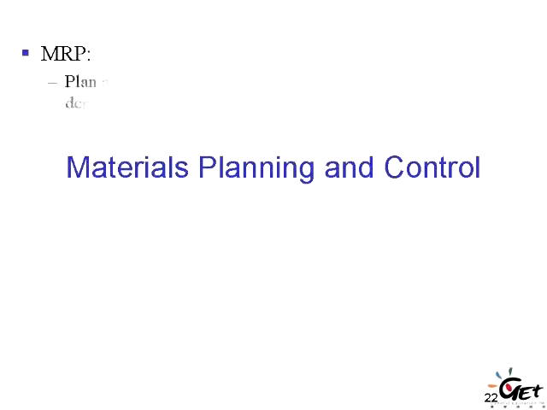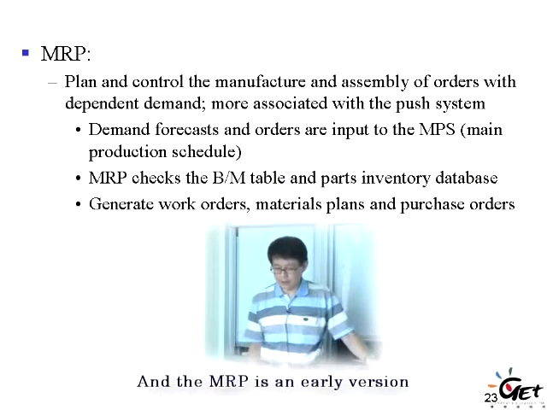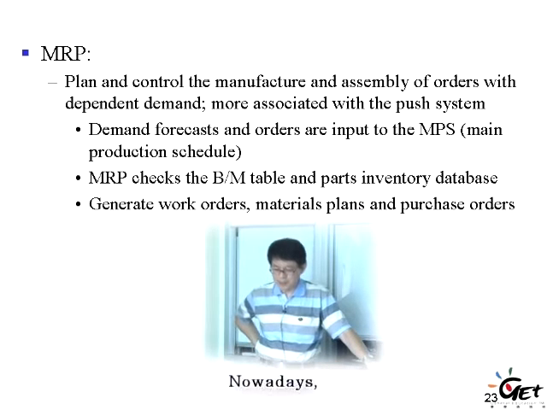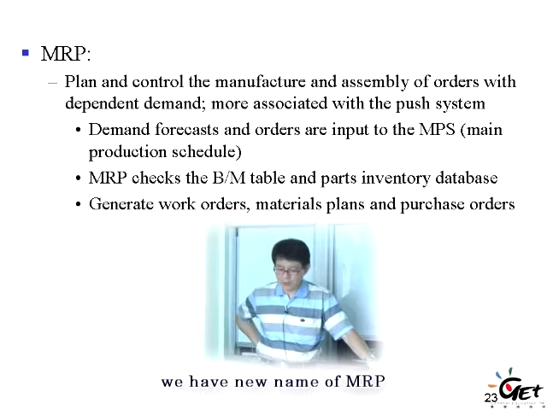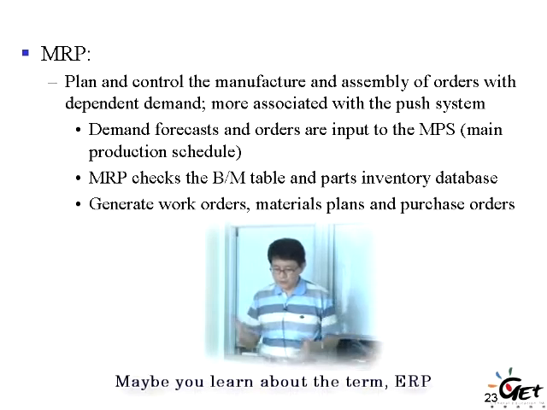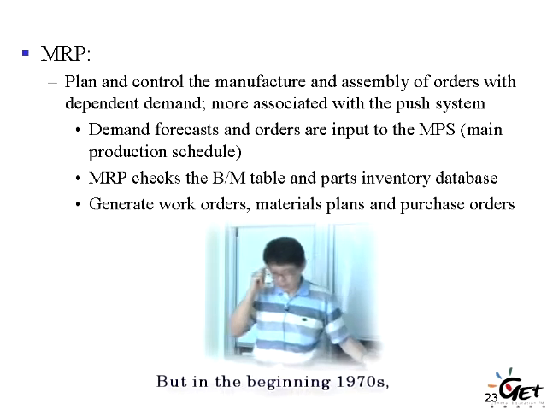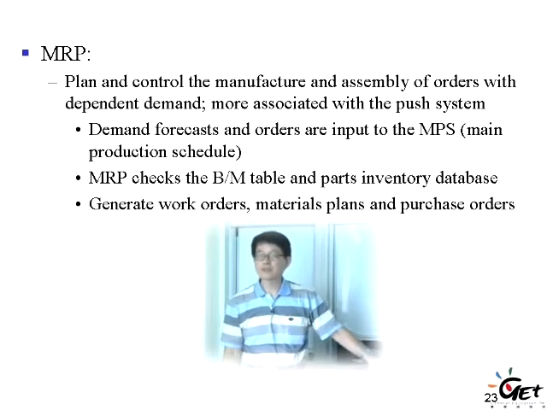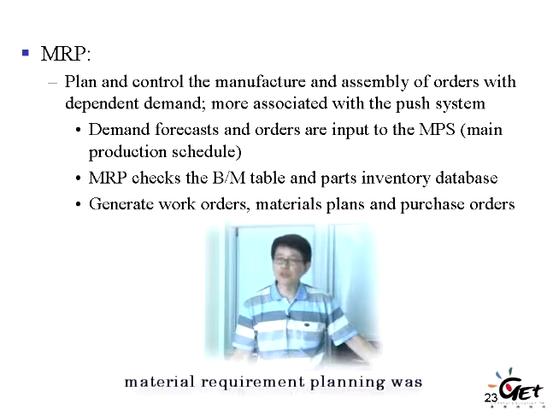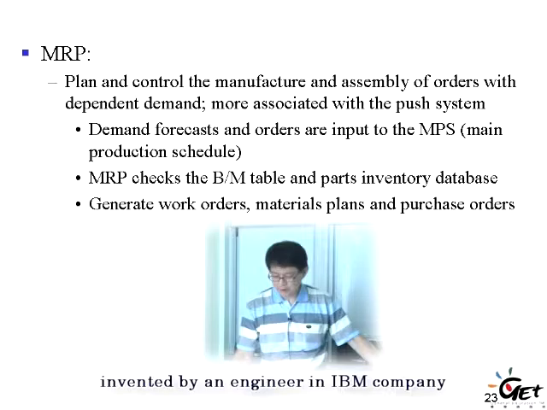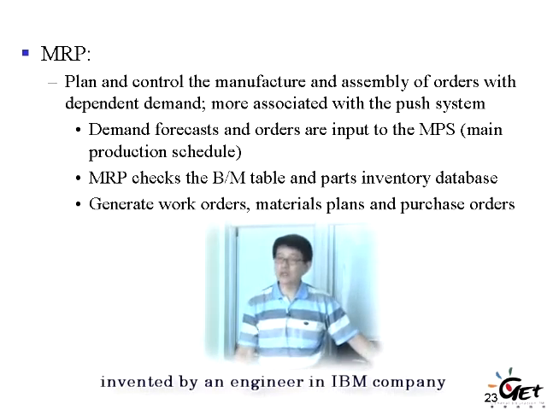Okay, and for the materials planning and control, we can use some automated systems. Right? And the MRP is an early version of this kind of system. Nowadays, we have a new name for MRP. Maybe you have learned about the term ERP, right? But in the beginning, in the 1970s, okay, the MRP, Materials Requirement Planning, was invented by an engineer in the IBM company.